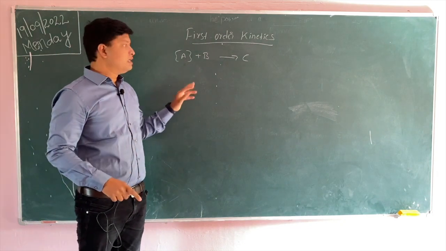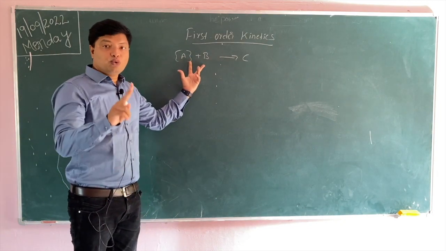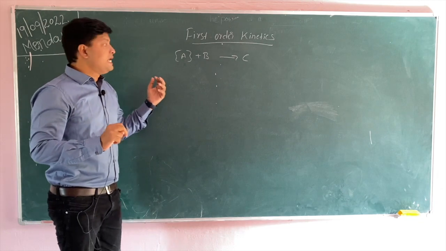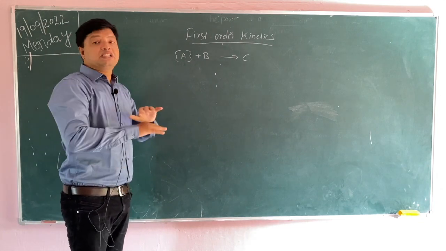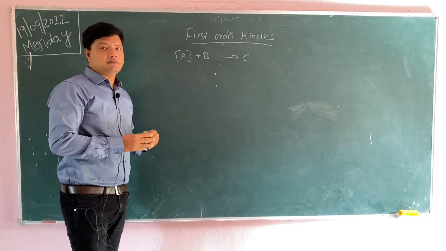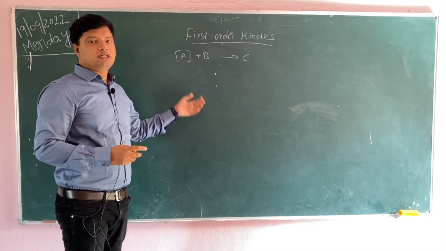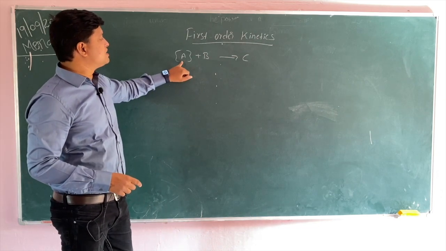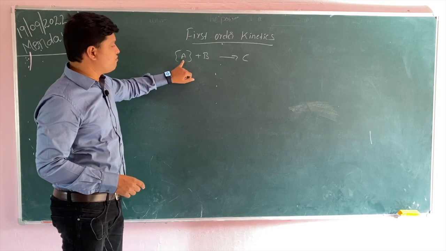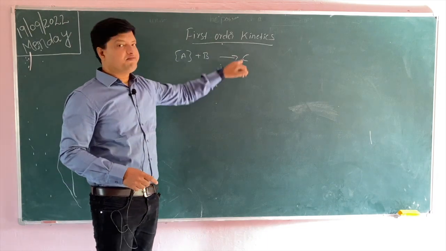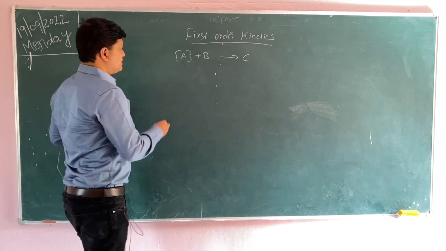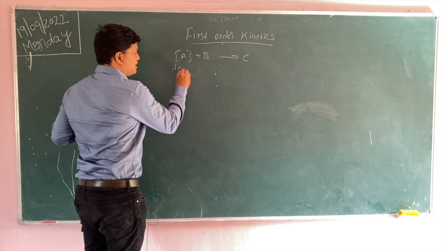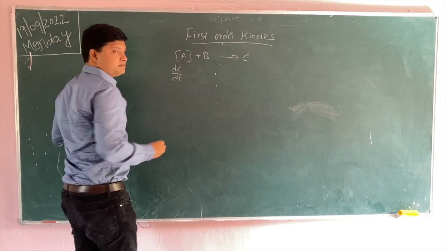If the rate of reaction is dependent on the concentration term of only one reactant, we call it first order. If it depends on the concentration terms of two reactants, we call it second order. If it is not dependent on any concentration terms, then we call it zero order kinetics. Here, because it is dependent on the concentration of one reactant, it is first order kinetics. What is rate of reaction? We denote it as dC by dt.